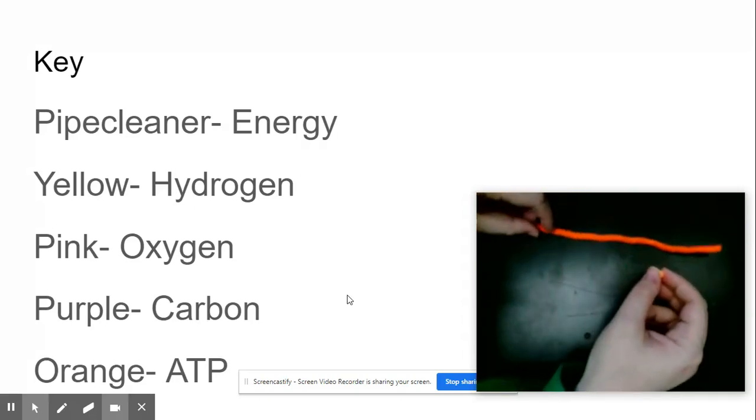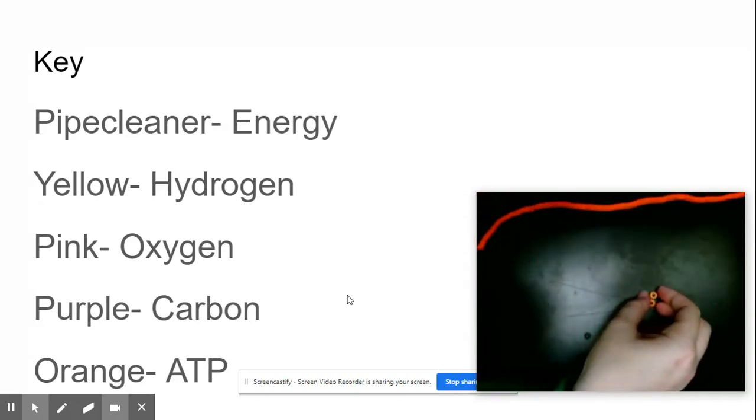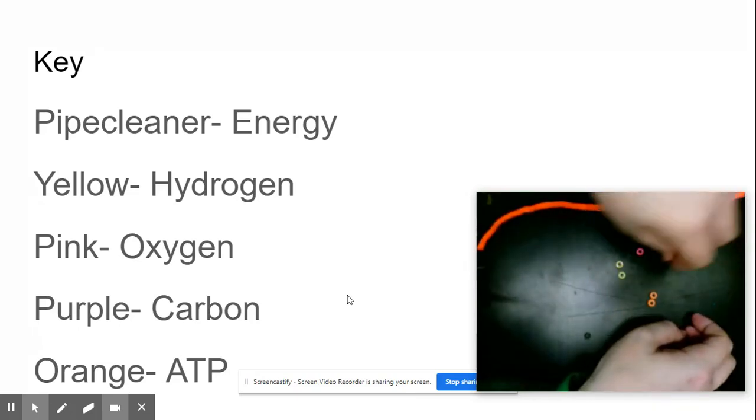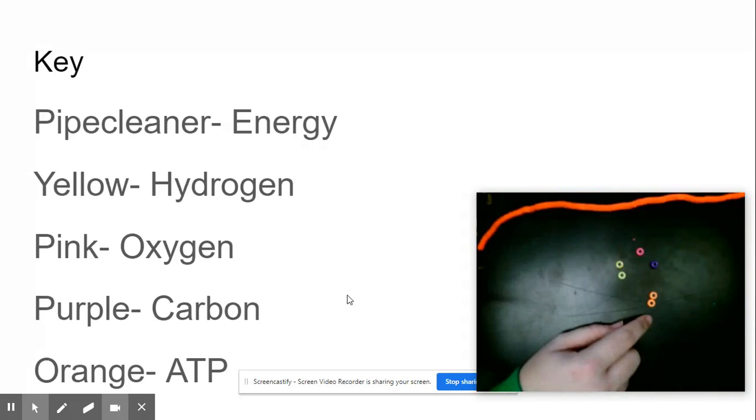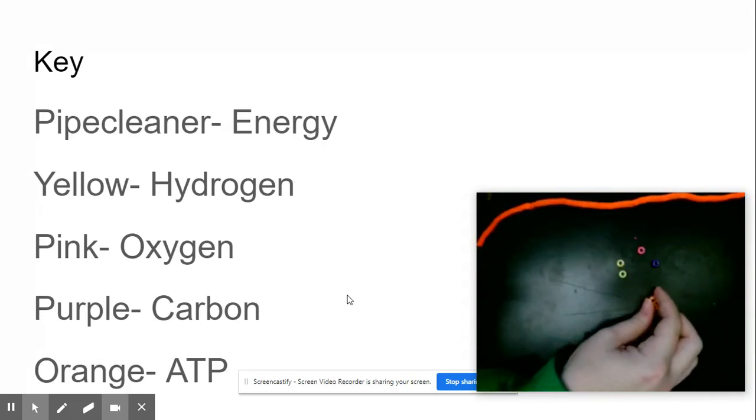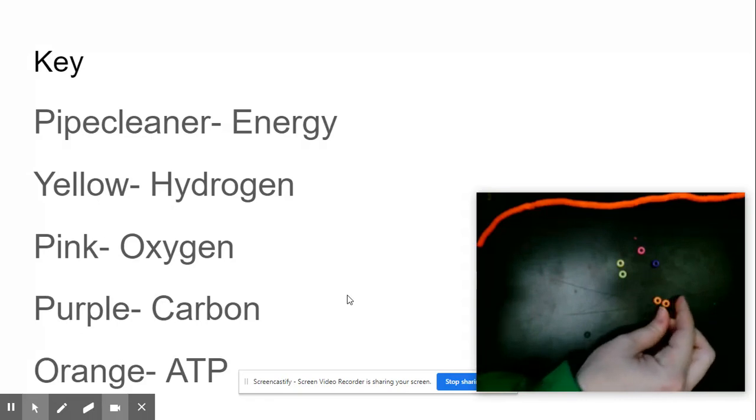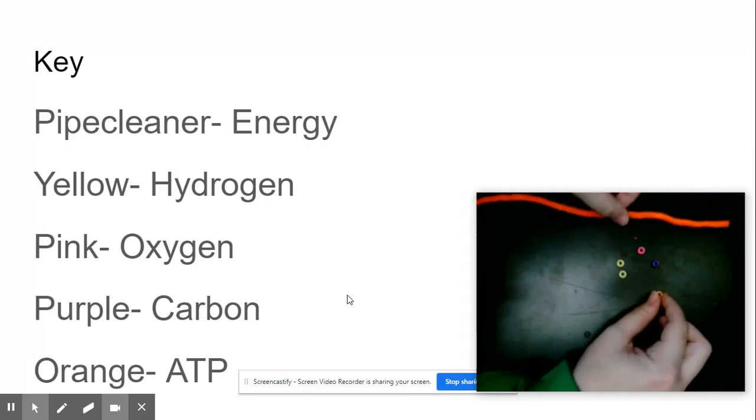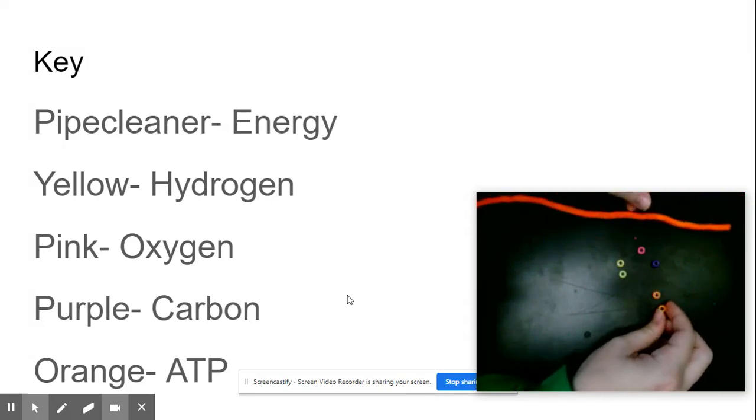Our pipe cleaner is going to represent energy. Then the yellow beads are going to be hydrogen. Pink is oxygen. Purple are carbon. And then the orange are our ATP of energy that are going to be created. Remember, the ATP is actually going to be adenosine triphosphate. And we will put together an ATP from an ADP when we break apart bonds. And this is how our cells in humans are going to use energy.